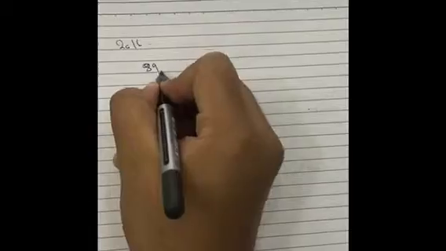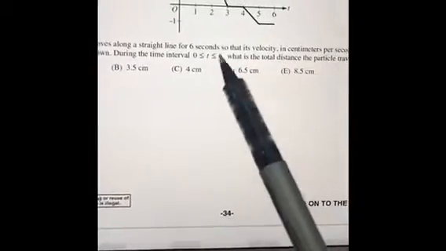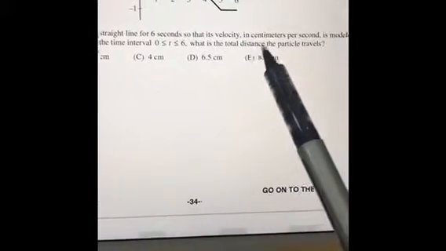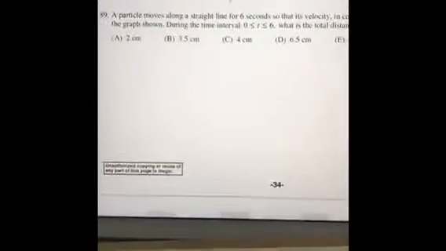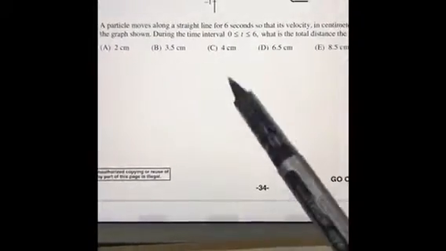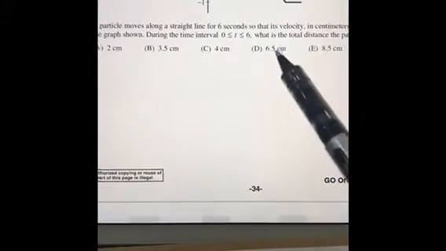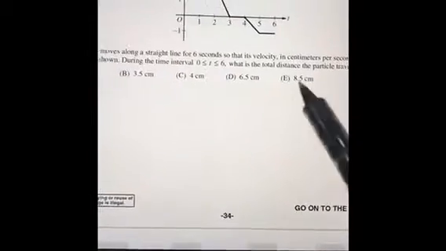And now we solve another question, also from 2016, question 89. Here we have a graph. The question says a particle moves along a straight line for 6 seconds so that the velocity in centimeters per second is modeled by the graph shown during the time interval 0 to 6. What is the total distance the particle travels?